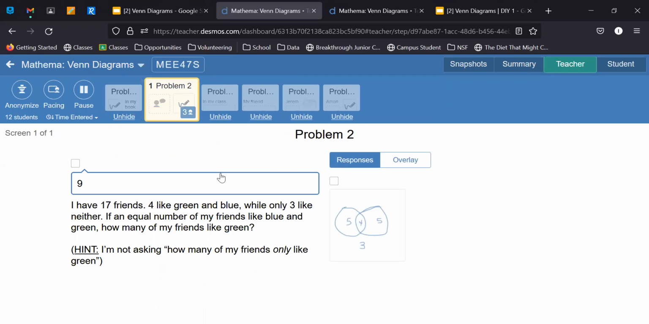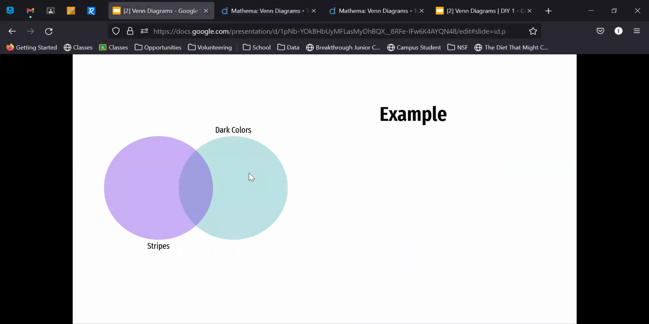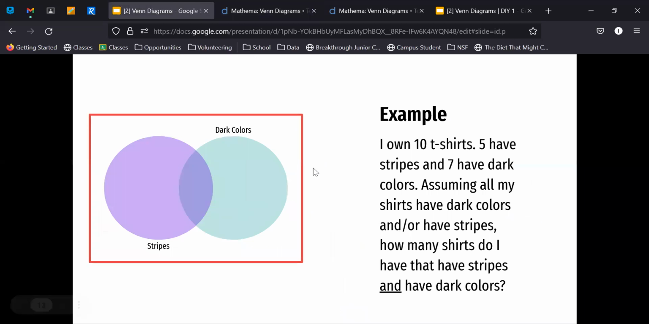Okay, also, just a reminder, when you're drawing a Venn diagram, you want to label the circles because they tell you what the numbers in each circle represent. And remember, again, you want to draw the rectangle outside of the circles.